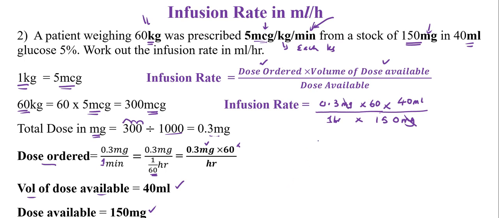And we shall have 0.3 times 60 times 40 mL, which will give 720 milliliters out of 150, and then the hour will be there. So the final unit will be milliliters per hour. If this division is carried out, 720 divided by 150, we get 4.8 milliliters per hour.